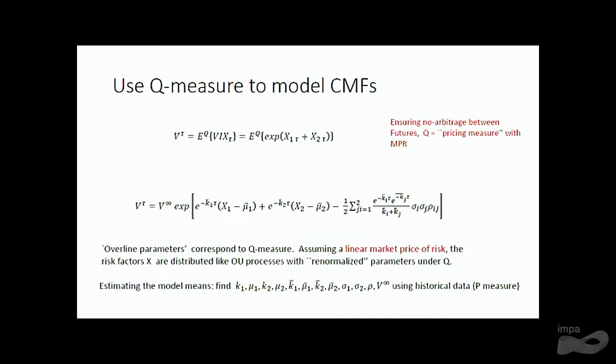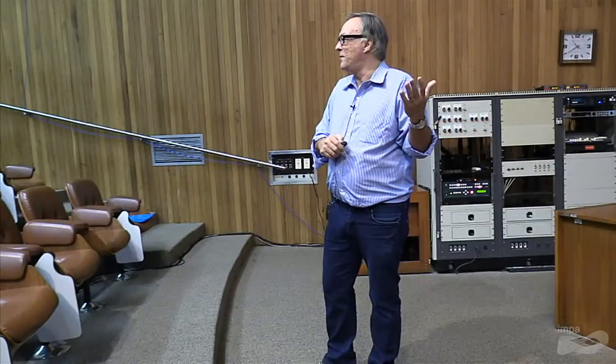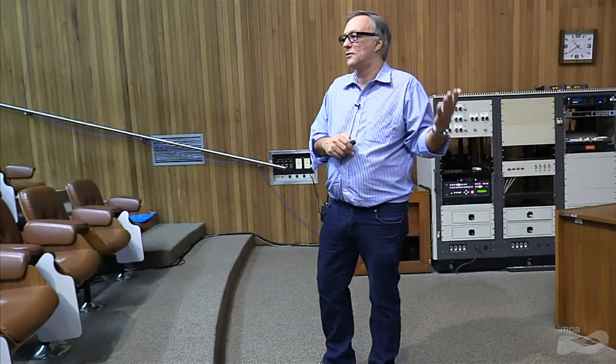So here's a cool thing. You use a Q measure to model CMFs, right? So here's the idea. The connection between the VIX and the constant maturity futures is done via a Q measure. But you also have the P measure, because you're doing P measure. You're a P measure jock. You have the P measure. That's what you have, the history.